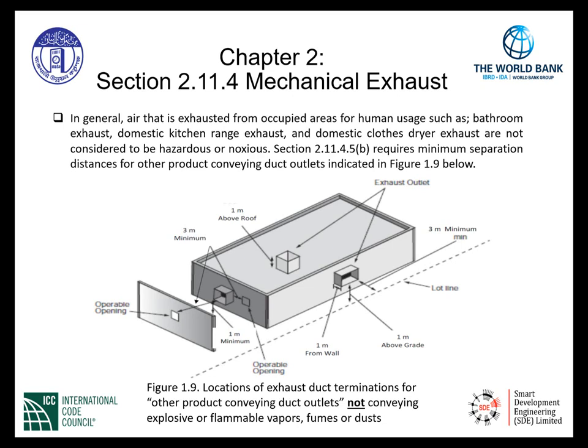On the side of the building facing the lot line, we only have to be 3 meters away from the lot line. And the elevation above grade is 1 meter at a minimum. And we have to be 1 meter away from the walls. On the side of the building, adjacent to the operable opening, you can see that we have to have a 3 meter minimum separation. And again, the elevation above grade is 1 meter.